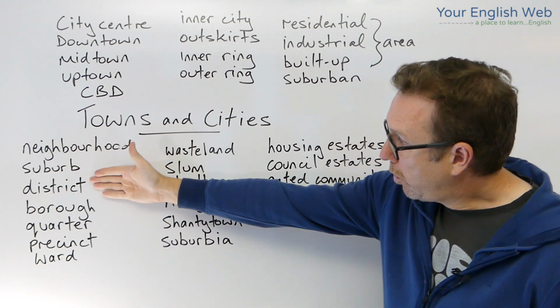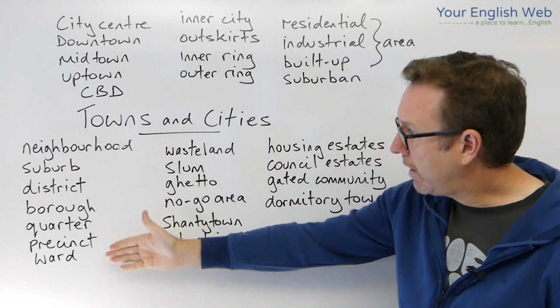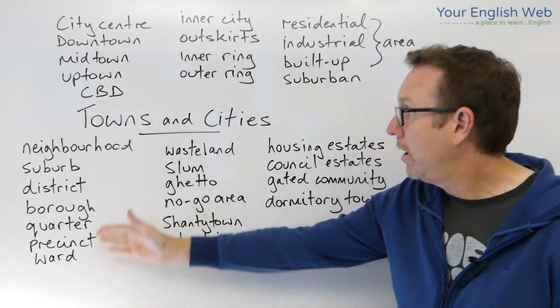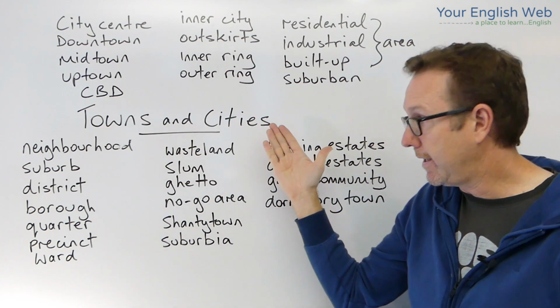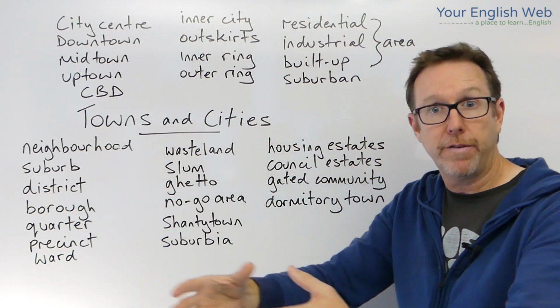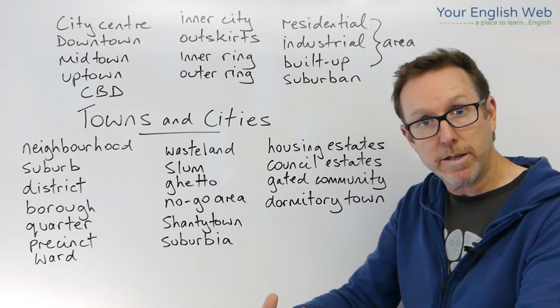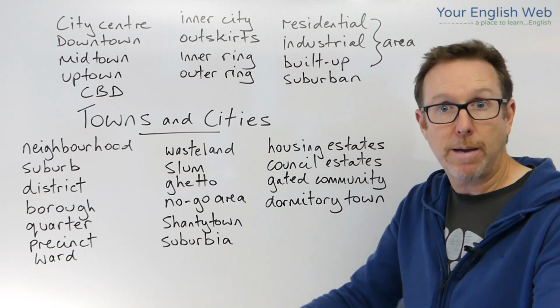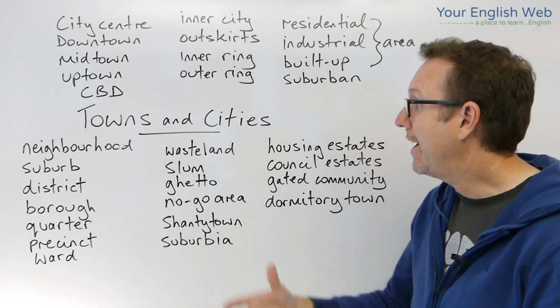We also use the words district, borough, quarter, precinct and ward when we're referring to towns and cities. A district is an area where different suburbs can make up a district. It's an area where different suburbs or different neighbourhoods can form a district.